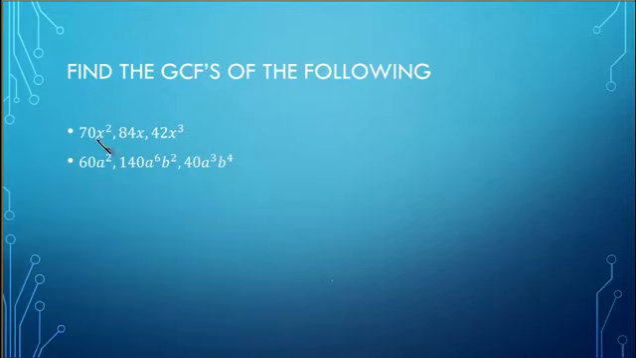To do this, we simply find the GCF of 70, 84, and 42, and that is the number 7. So you should do that on your own if you need to verify that. And of x squared, x, and x cubed, well then it's simply x. So easy.